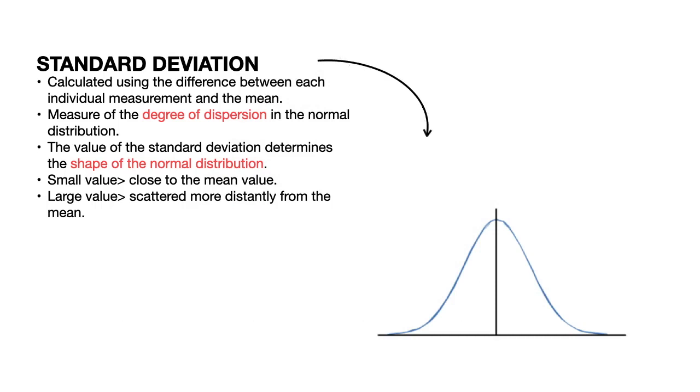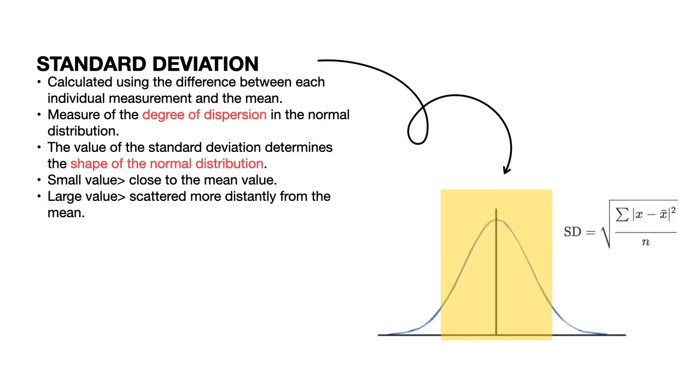Standard deviation, on the other hand, is like the range of your data. It measures the dispersion of the normal distribution curve. If the standard deviation is small, then we can say that most of our data is very close to the mean value. If the standard deviation is large, then it shows that your data is scattered further from the mean value.